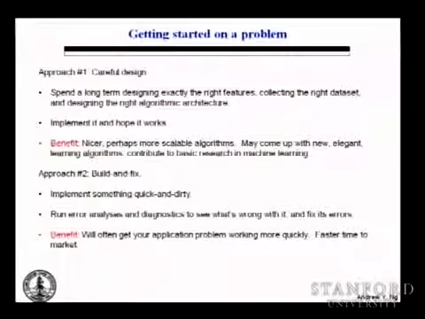The second approach is what I call build and fix, which is we implement something quick and dirty, and then you run error analyses and diagnostics to figure out what's wrong, and you fix those errors. The benefit of this second type of approach is that it'll often get your application working much more quickly. And especially for those of you who end up working in a company, very often it's not the best product that wins. It's the first product to market that wins. And so especially if you're in industry, there's really something to be said for building a system quickly and getting it deployed quickly. And the second approach of building something quick and dirty, I don't say hack, and then fixing the problems will actually get you to a system that works well much more quickly.